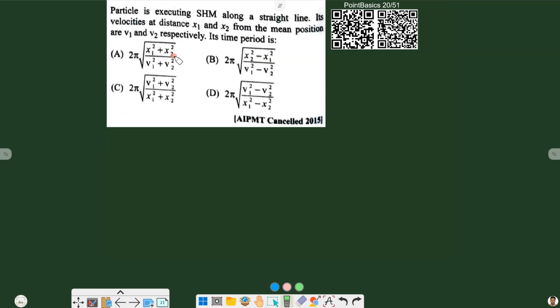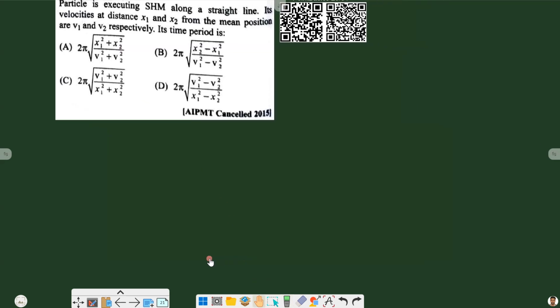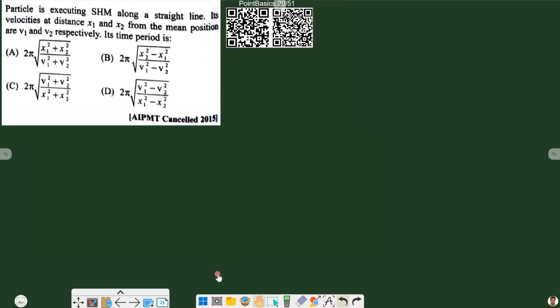A particle is executing SHM along a straight line. Its velocities at distances x1, x2 from the mean position are v1, v2 respectively. We have to find the time period. For that, we will write the equation for both and then solve them.